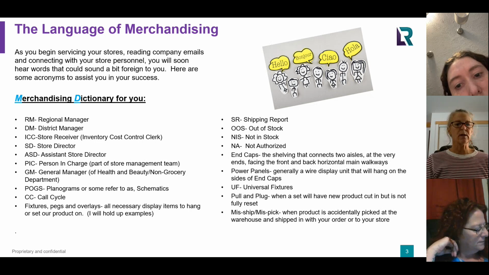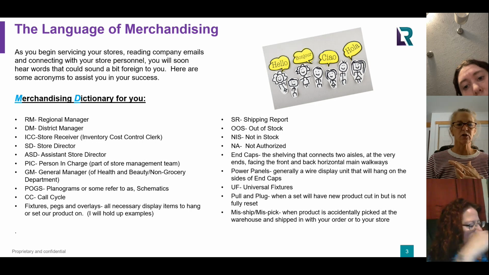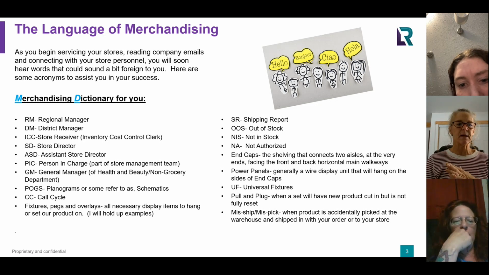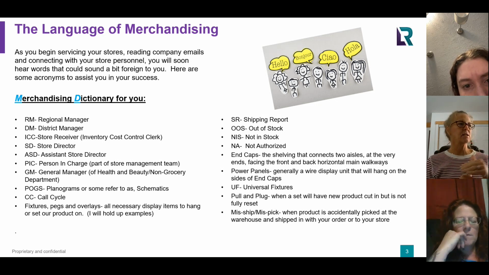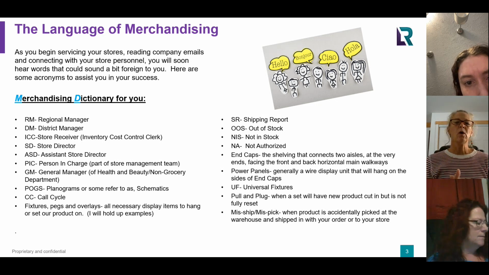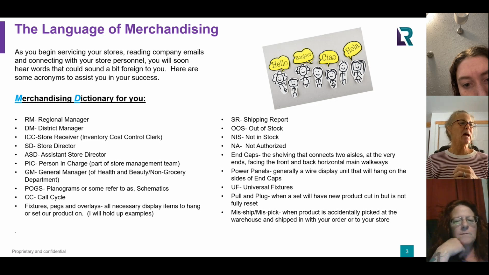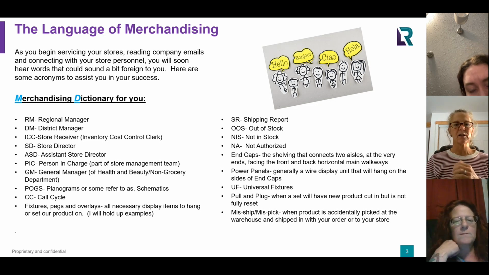Over on the left side of the screen, we have RM, which is for our regional manager, DM for district manager, ICC, that's our store receiver. So I'm not sure if you've referred to them as an ICC in the past, but that is the inventory cost control clerk, which is a mouthful. So we call them the ICCs. All right, and then of course you have your store director, the SD, the assistant store director, etc. Down below, I know I referred to planograms earlier, of which you both are familiar with. We will refer to those moving forward as POGs, P-O-G-S. POGs. And then we also have CC, which is a call cycle, and I'll talk about that in just a minute.